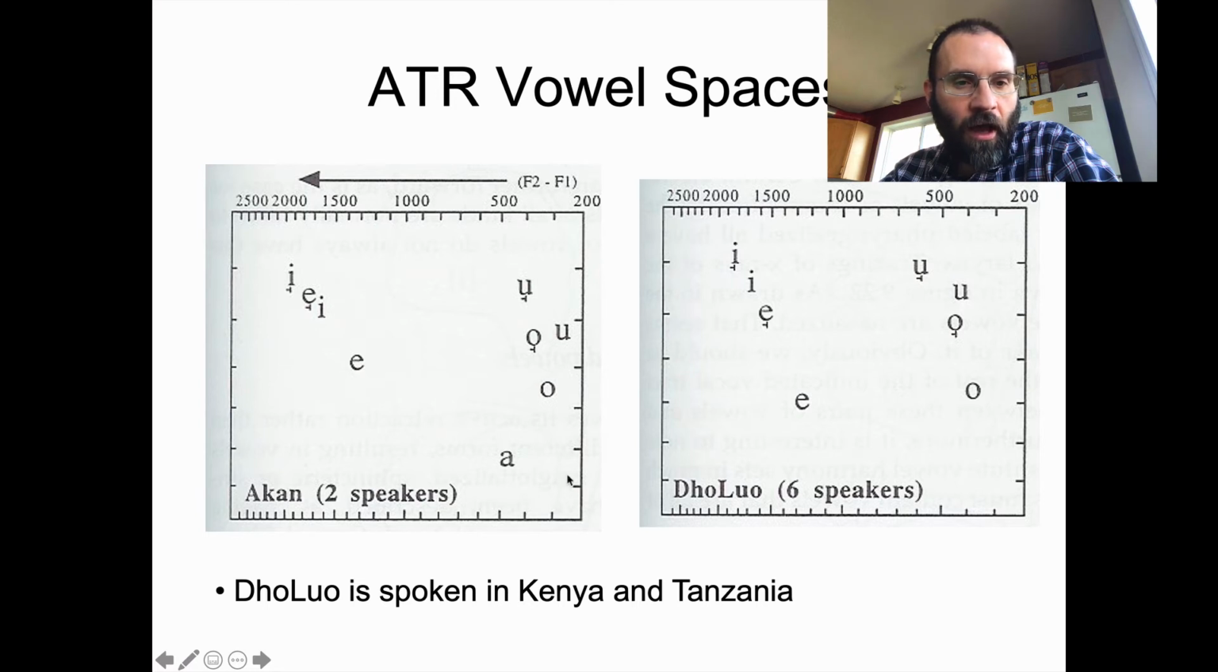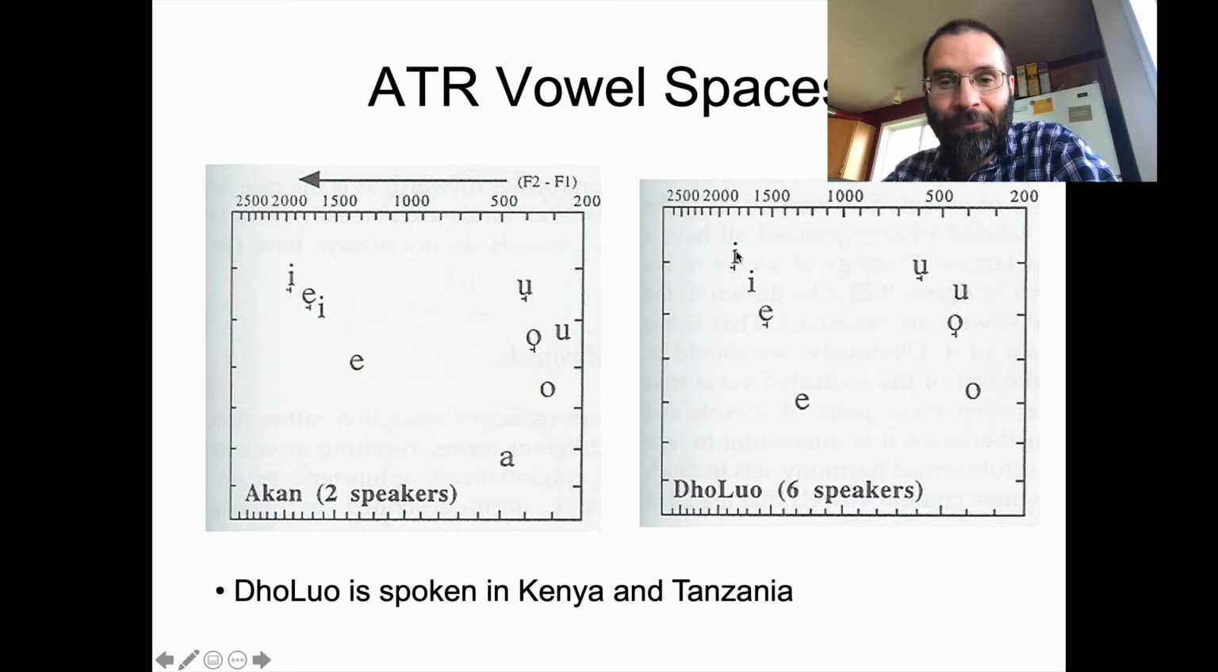Here are some plots I grabbed from the Sounds of the World's Languages book, from a couple of languages: Akan, which we've seen already, and Dholuo, which is spoken in Kenya and Tanzania. I believe, if I'm not mistaken, Kofi Annan, who used to be the Secretary General of the United Nations, was a speaker of Akan from Ghana. And I believe as well, Dholuo is the tribal heritage of Barack Obama from Kenya. I don't know if his father spoke this language or he just came from that region of the country, but either way, this is what their vowels look like.